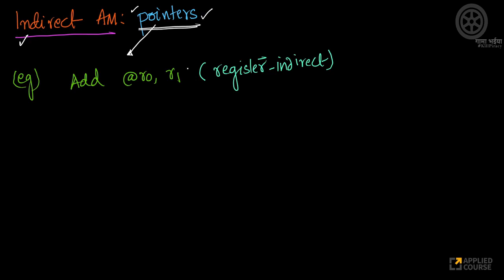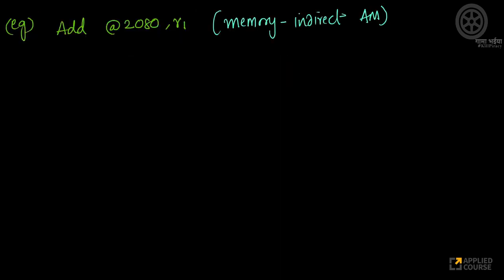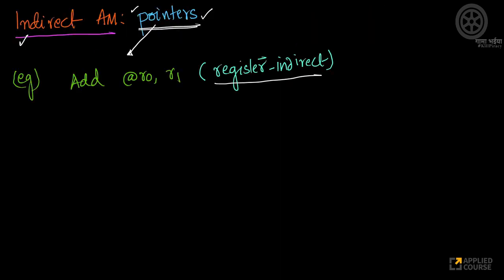So within indirect addressing mode itself, there are two broad subcategories. One of them is called register indirect addressing mode. The other is called memory indirect addressing mode, right? First, let's look at register indirect addressing mode. Again, the concept here is very simple. Imagine if I have an instruction like this. What does this instruction do? That's very important, right? Look at this.